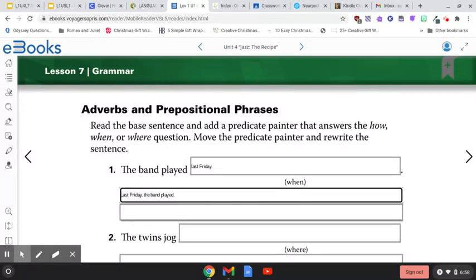So I want you to go ahead and complete the rest of the sentences. When you are finished, we will review our sentences and see who can come up with the best sentence for each question.